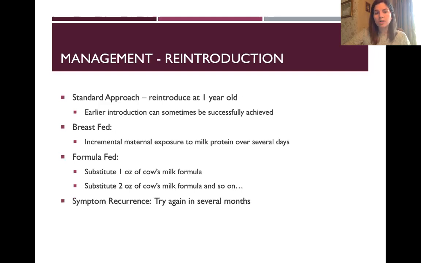If symptoms do recur, the infant should go back to either the extensively hydrolyzed formula or the mom should resume the elimination diet and try again in several months. Overall, this diagnosis carries an excellent prognosis and kids do very well and outgrow it.